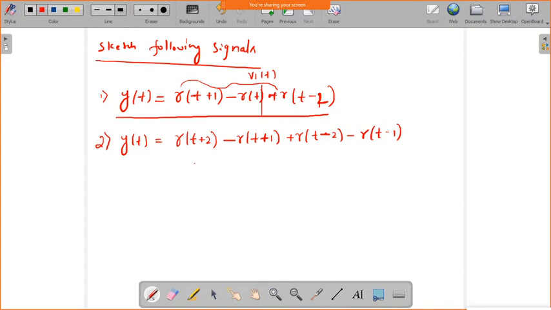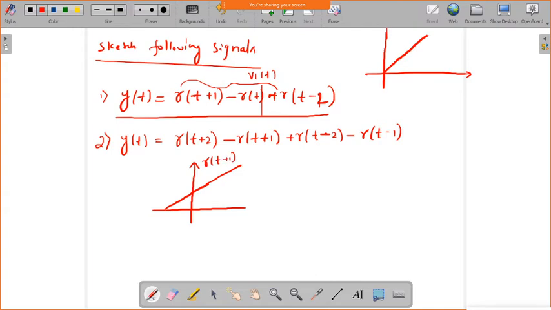So first one you take the r of t plus 1. So generally what is a ramp signal? The ramp signal is represented by this one, which is given by t. Now r of t plus 1 means it is shifted by 1 unit to the negative side. So what you will get? You will get like this, this is your r of t plus 1.